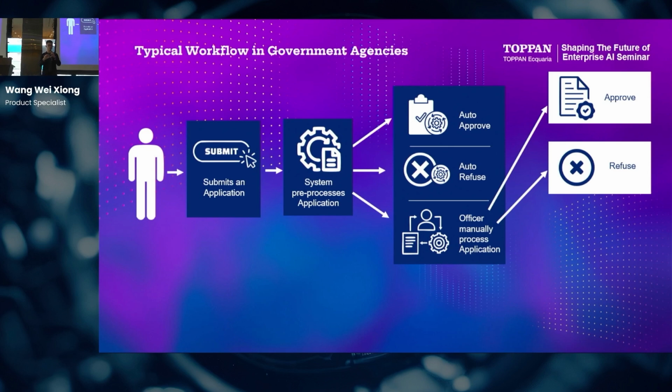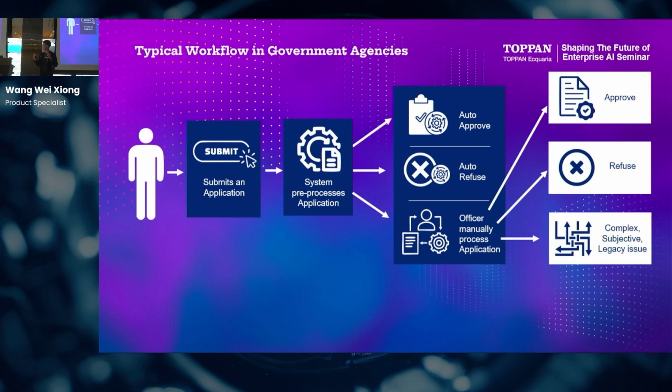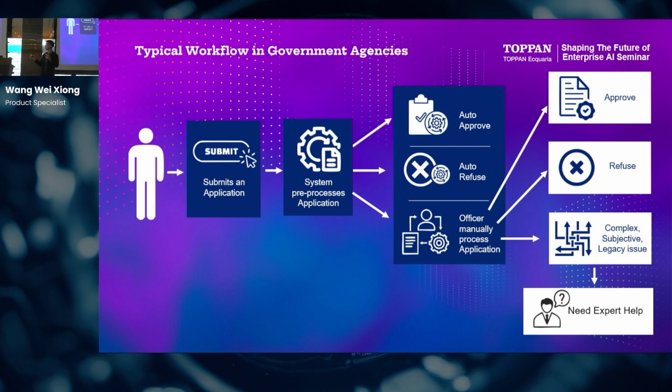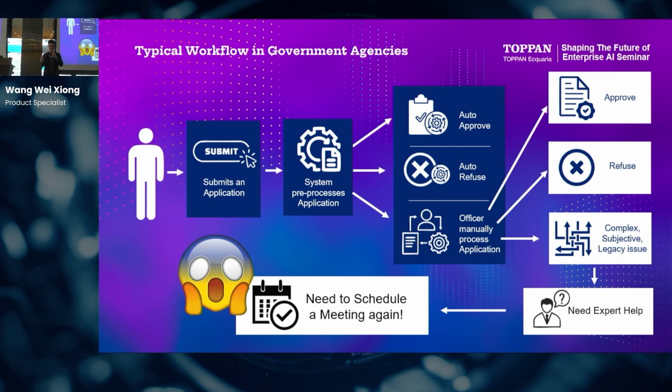If he runs into some sort of issue, like a complexity issue, legacy issue, or maybe the case is a very subjective thing, he might seek the help of an expert, in which case he will have to schedule a meeting again. And this causes a lot of workload for Wei Han. There's a lot of overhead there because he needs to schedule meetings, right? So imagine he has to process this kind of complex issue 10 times a day. It's going to be a lot of work, right? So that is where our AI agent can come in and help.